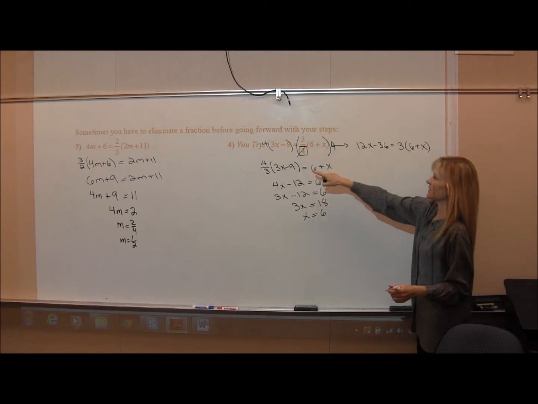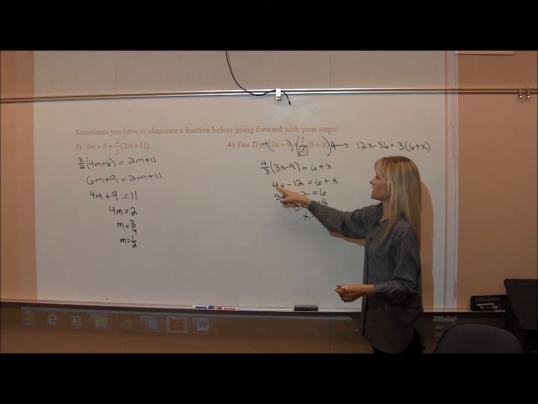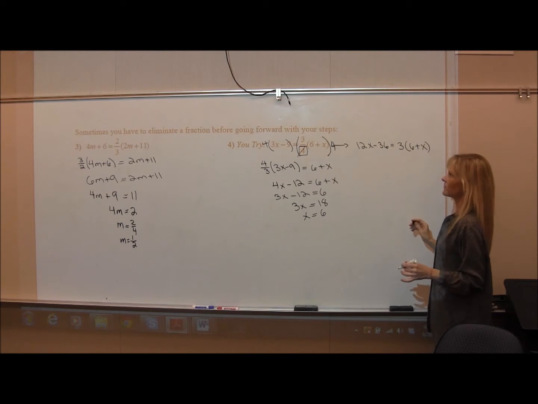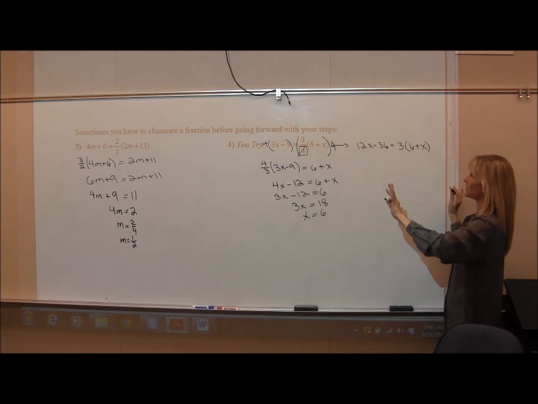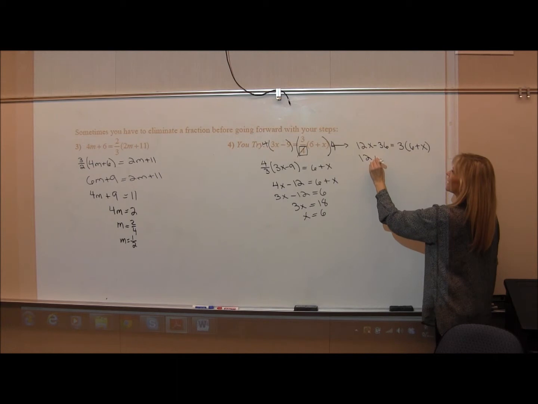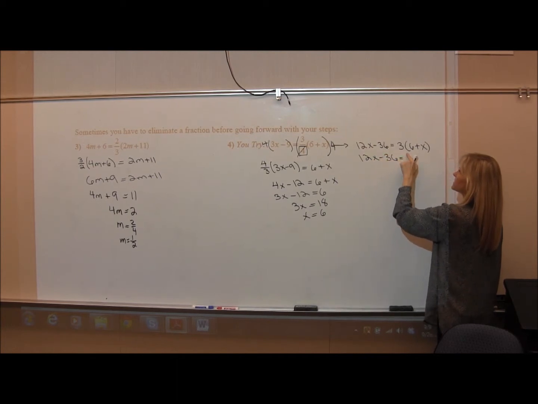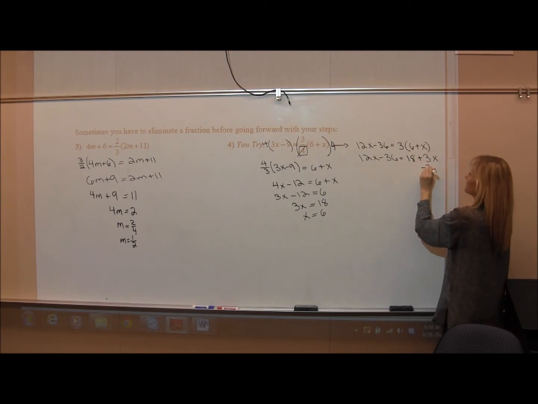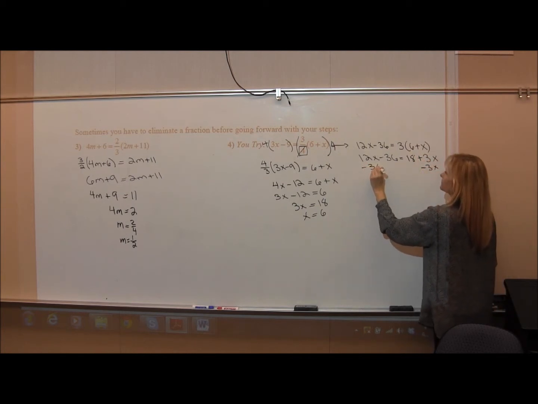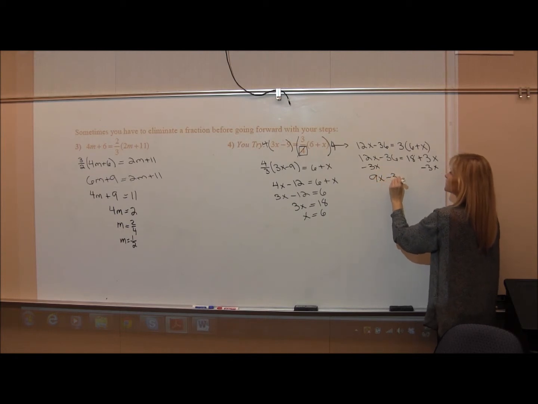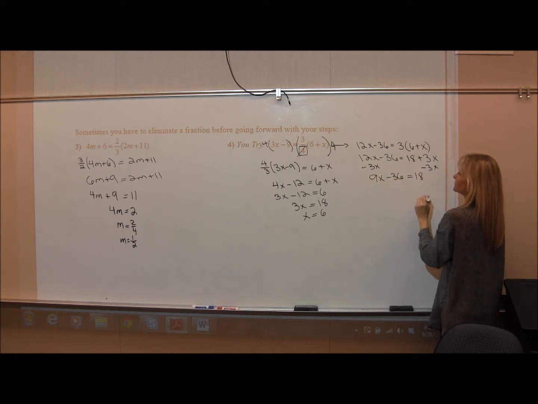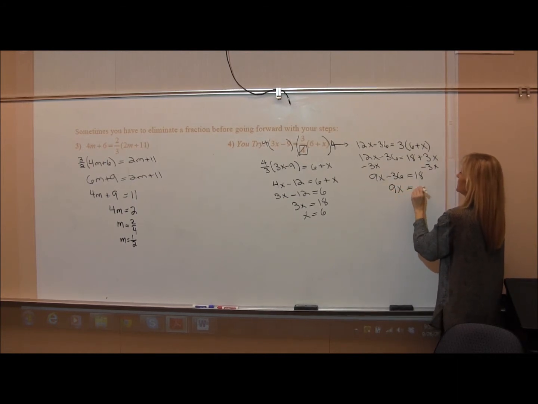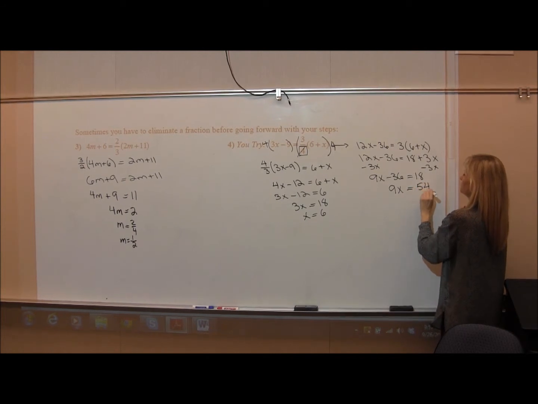So in some ways that's a little easier than this because you're still having to work with the fraction over here. And if that's hard for you, just multiply everything by the denominator. Okay, so then we have 12x minus 36 equals, this is 18, plus 3x. I'm going to subtract 3x from both sides. That gives me 9x minus 36 equals 18. I'm going to add 36 to both sides. 9x equals 54. So then x equals 6.